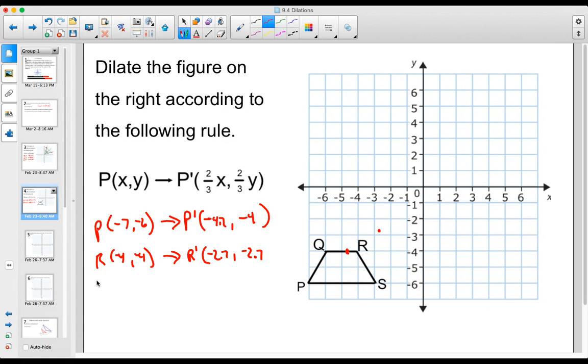Let's go ahead and do S. S is at (-3, -6). 2/3 of -3 is going to be -2, and 2/3 of -6 will be -4. So (-2, -4), there is S prime. So we have S prime, R prime, P prime. We have Q left to go. Q is at (-6, -4).